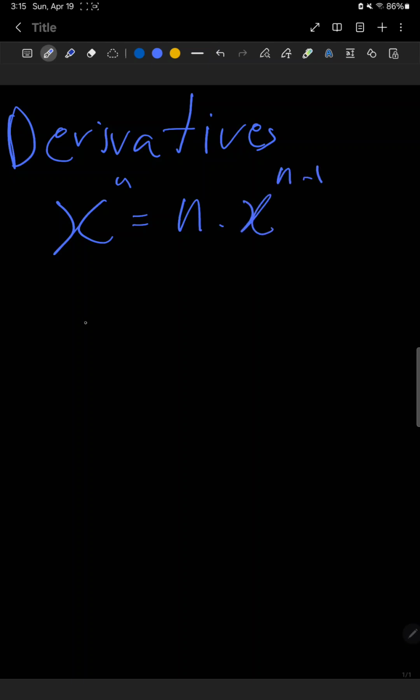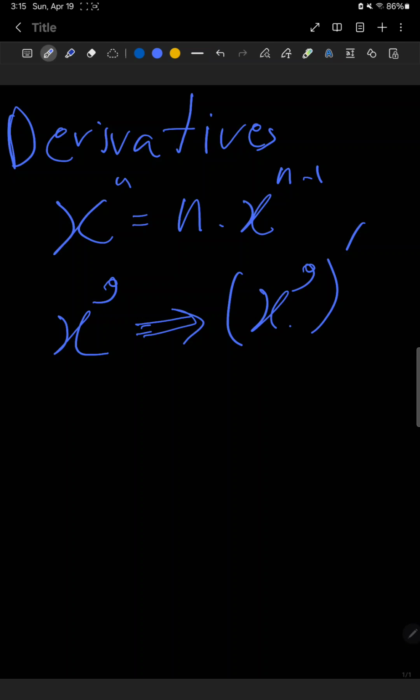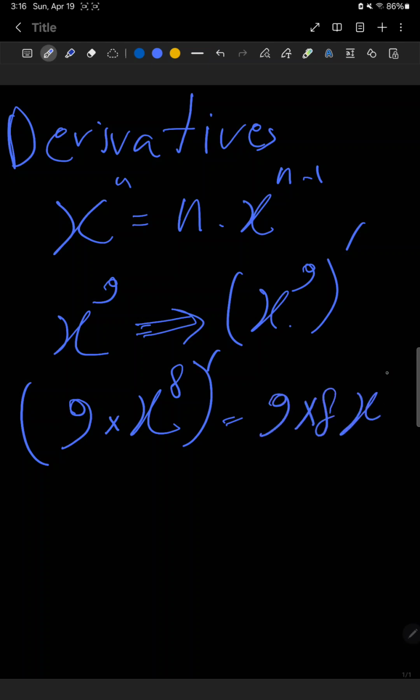So what is the derivative of x to the power of 9? They write it down as x to the power of 9 with a prime, or a slash, or whatever you want. So the first derivative equals 9 times x to the power of 8. If I want to take the derivative of this as well, it's 9 times 8 times x to the power of 7, and so on and so on.